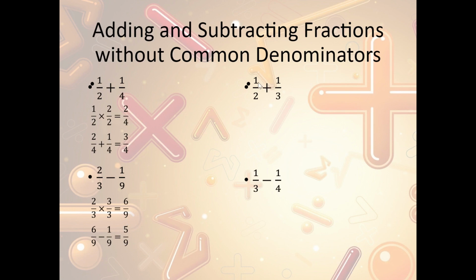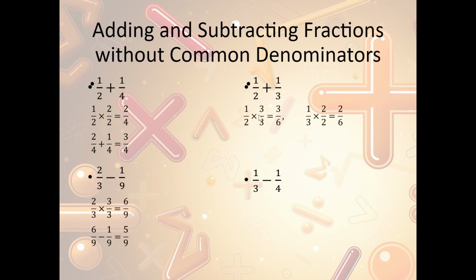Now, if we get a situation like this, so 1/2 plus 1/3, I can't multiply 2 by anything to get 3. So I'm going to have to multiply both. So I'm going to multiply this one, top and bottom, by 3. And I'm going to multiply this one, top and bottom, by 2. And that should give me a denominator of 6. So let's go ahead and do that.